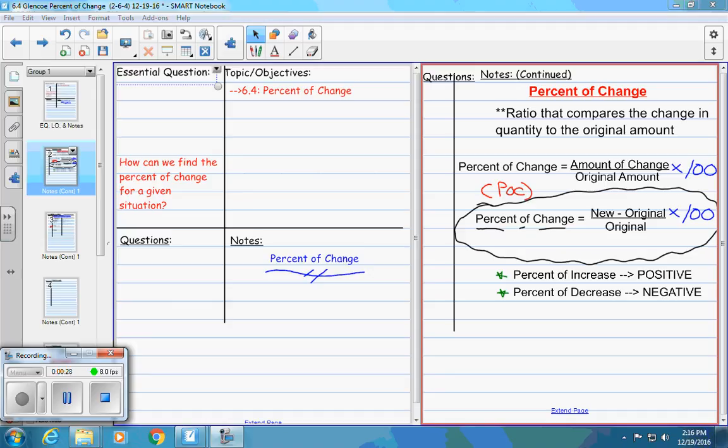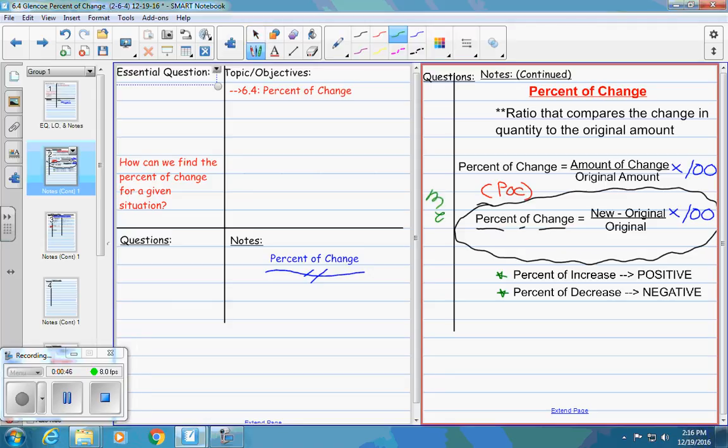Okay, welcome back students. So our essential question is, how can we find the percent of change for a given situation? Percent of change is a ratio that compares the quantity of change to the original amount. And this is a formula we're going to have to memorize. So this boxed area over here, can you please write in the margin? We're going to have to memorize this formula.